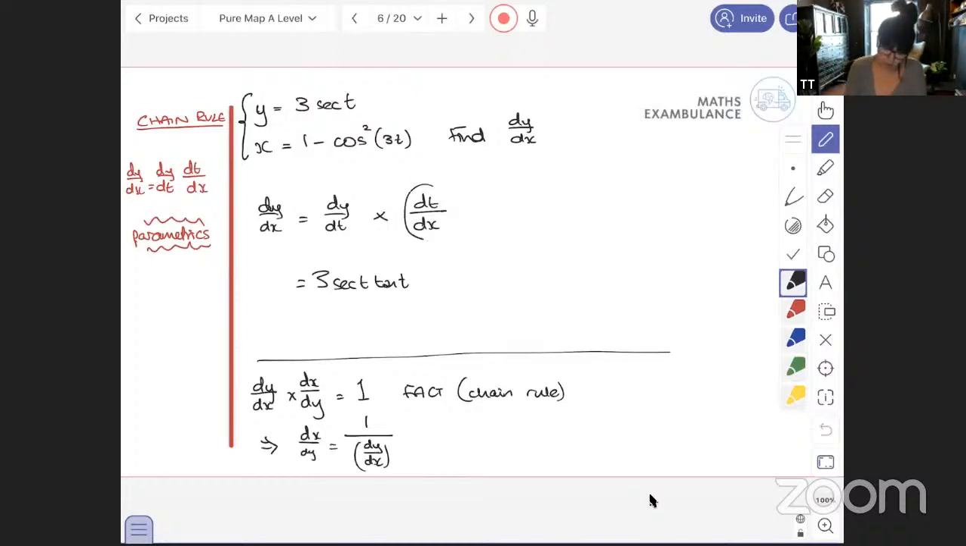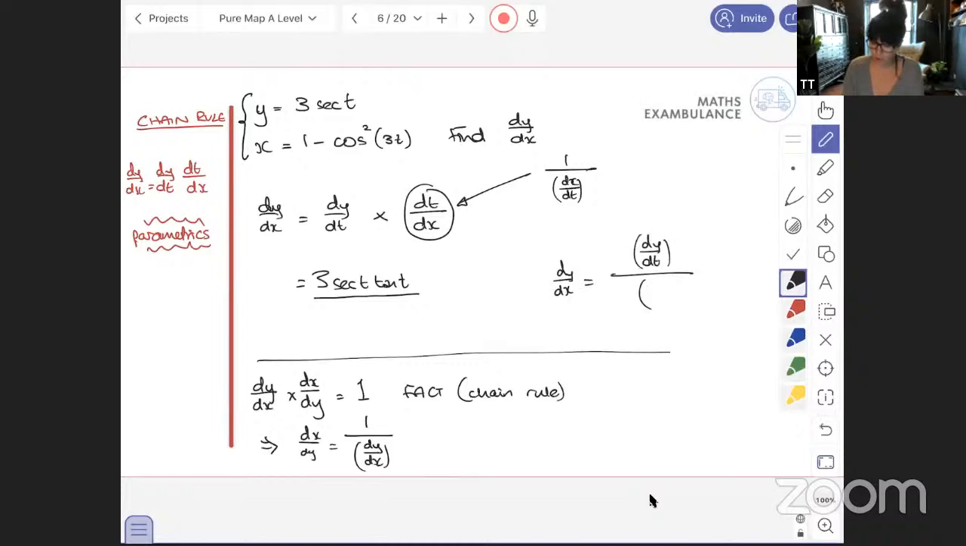So where I've got here dt by dx, actually dt by dx is 1 over dx by dt. So instead of multiplying by dt by dx, I can divide by dx by dt. And this is how you will see it written, and this is how I teach students to do it as well: dy by dx is a fraction. On the top is the derivative of the y, and on the bottom is the derivative of the x. Nice and simple.